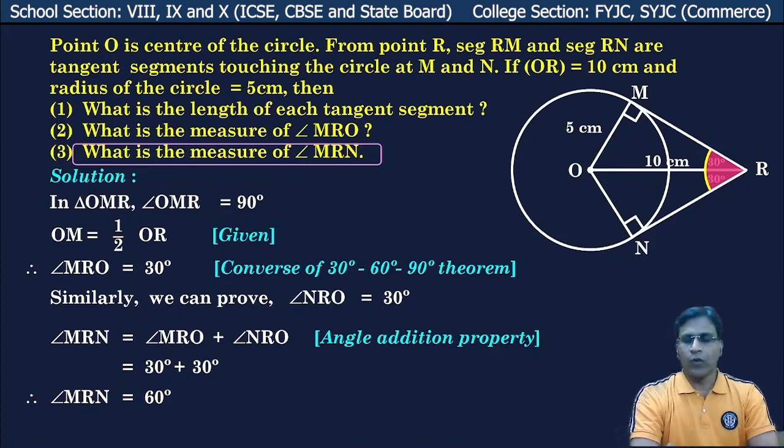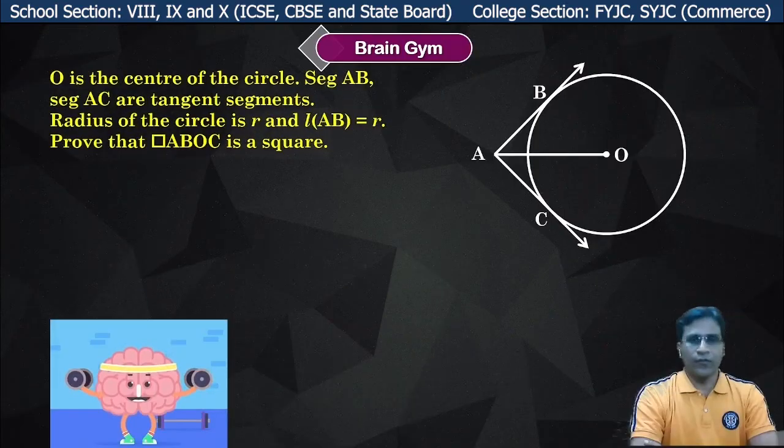Now, I have given you one sum in the brain gym, which is almost on the same lines of the concept we have studied in this video as well as my previous video. So just go through both the videos once and then try the next sum which is given in your brain gym. O is the center of a circle. Segments AB and AC are the tangent segments. Radius of the circle is R and length AB is R. Prove that quadrilateral ABOC is a square.